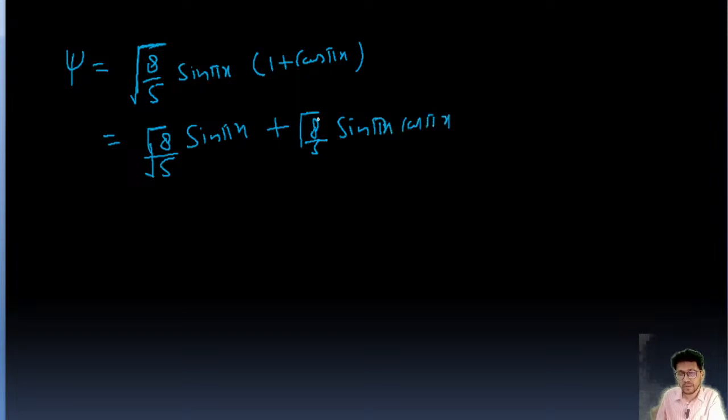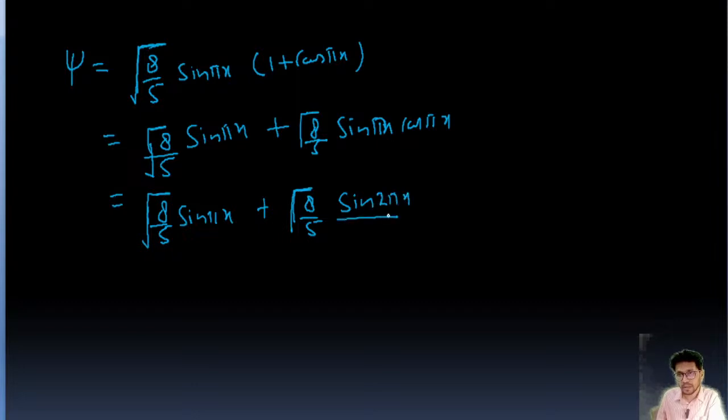Now what we are going to do is multiply by 2 and divide by 2 in this one. So this is going to be root 8 upon 5 sine pi x plus root 8 upon 5, and we have multiplied 2 sine pi x cos pi x by 2, right? So 2 sine a cos b is sine 2a, right? So sine 2 pi x upon 2. Okay, this one. So this is the value of psi, right?